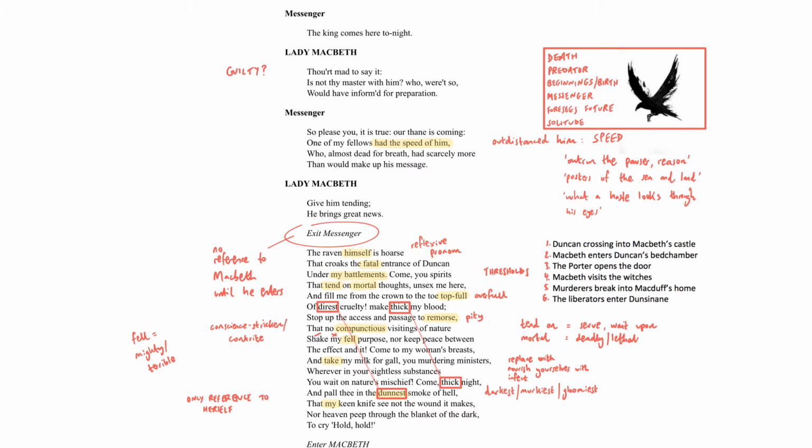Describe her as inhumane. Yeah, but don't oversimplify it. Yes, she's inhumane in some ways, but the language she's using betrays the very humanity that she's trying to remove. So there's an element of fear there. There's an element of compunctious visitings of nature, despite what she says.